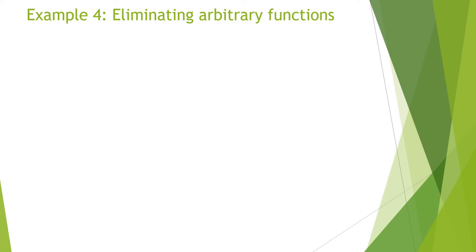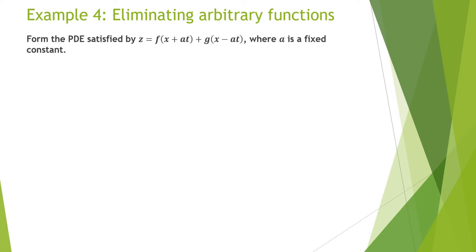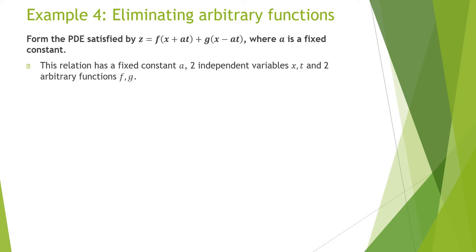Let's look at another example of eliminating arbitrary functions. Form the PDE satisfied by z equal to f of x plus at plus g of x minus at, where a is a fixed constant. Now this relation has a fixed constant a, two independent variables x and t, and two arbitrary functions f and g.